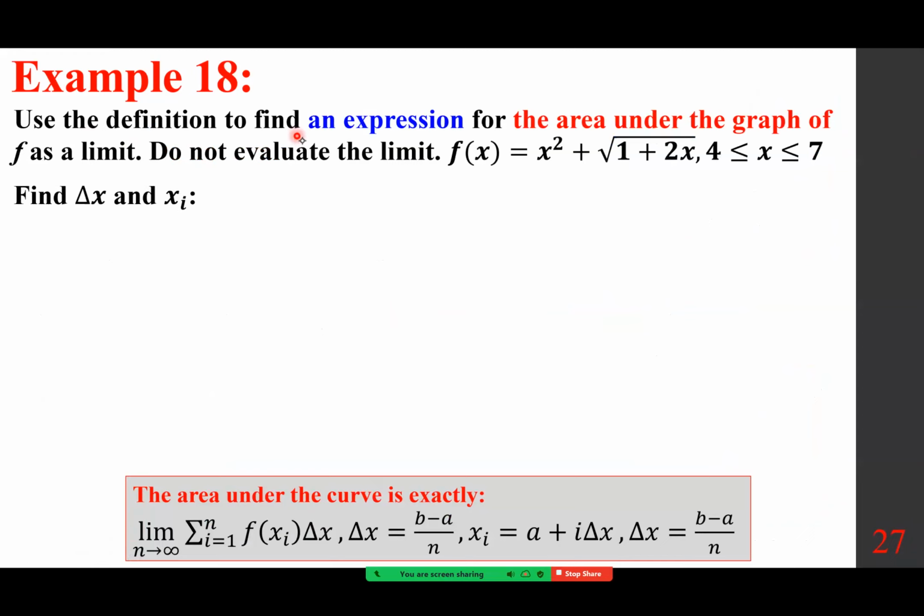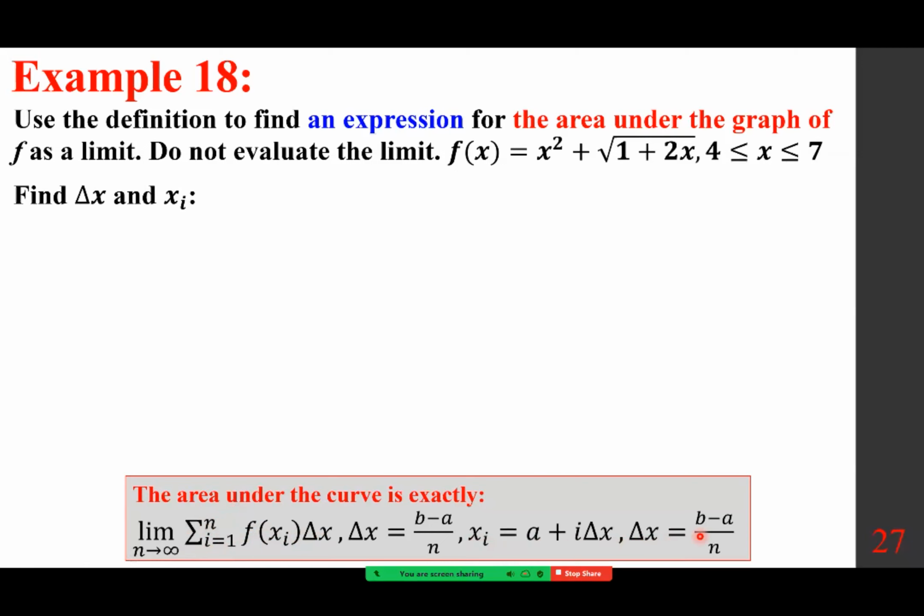Use the definition to find an expression for the area under the graph of f as a limit. Do not evaluate the limit. We will discuss evaluation later on. F of x is given as x squared plus the square root of 1 plus 2x, and x is between 4 and 7. Find delta x and x sub I. The area under the curve is exactly equal to this limit, the limit of f of x sub I delta x, as I goes from 1 to n, and as n goes to infinity. Delta x is b minus a over n, x sub I is a plus I delta x.